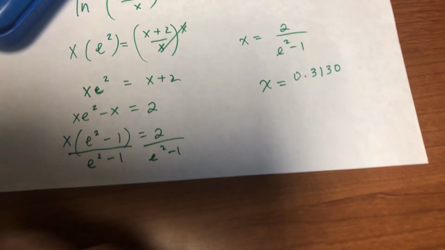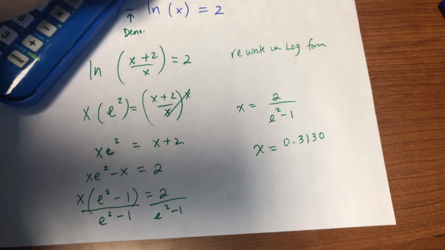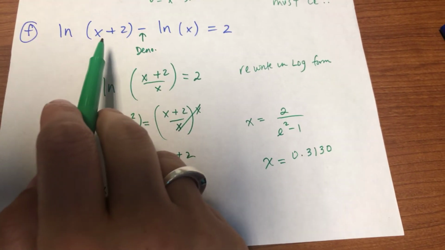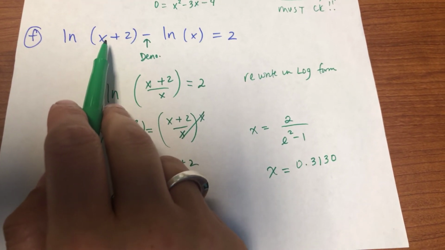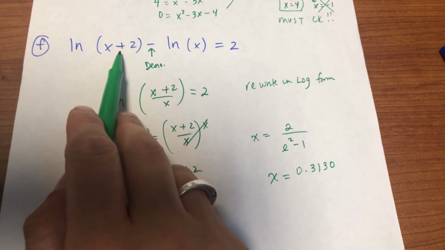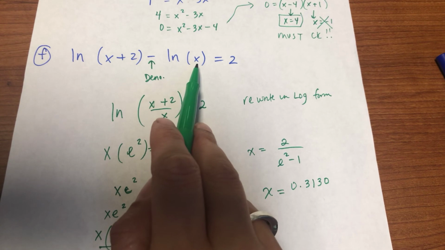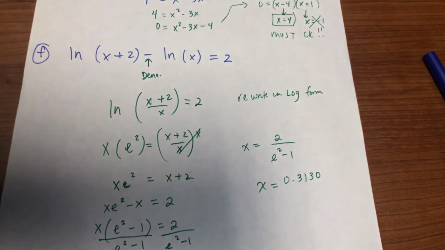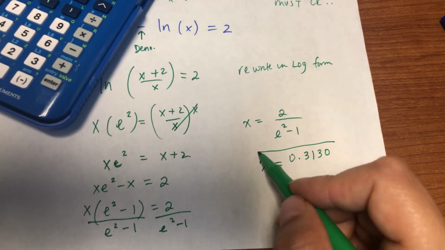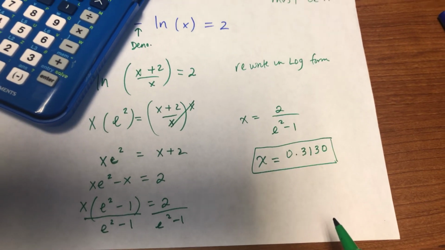0.3130. Of course, you want to do a quick soft check. We check by plugging it in. That would be 0.31 plus 2, which would still be a positive, and you can have a positive. 0.31, that's still a positive, so that's okay. So we get to keep it. So x equals 0.3130 is my answer.